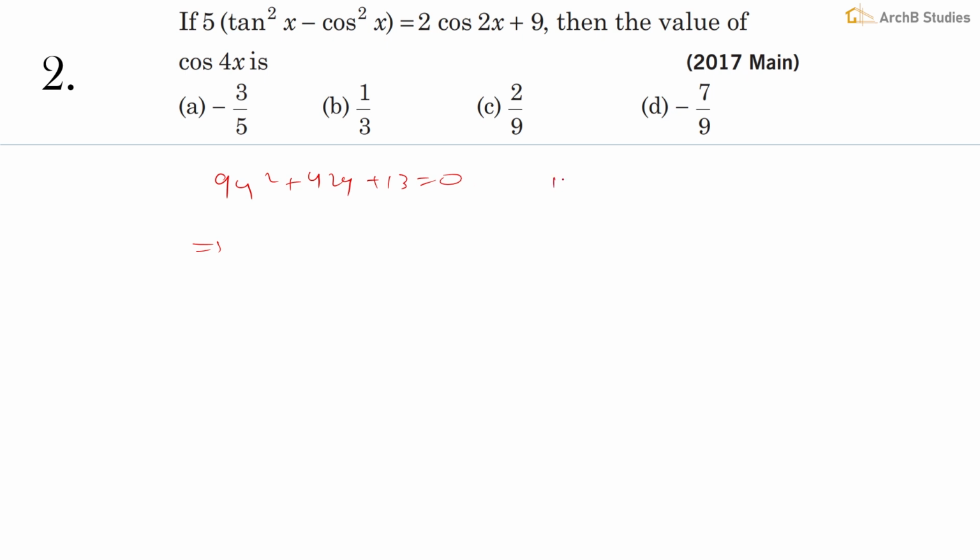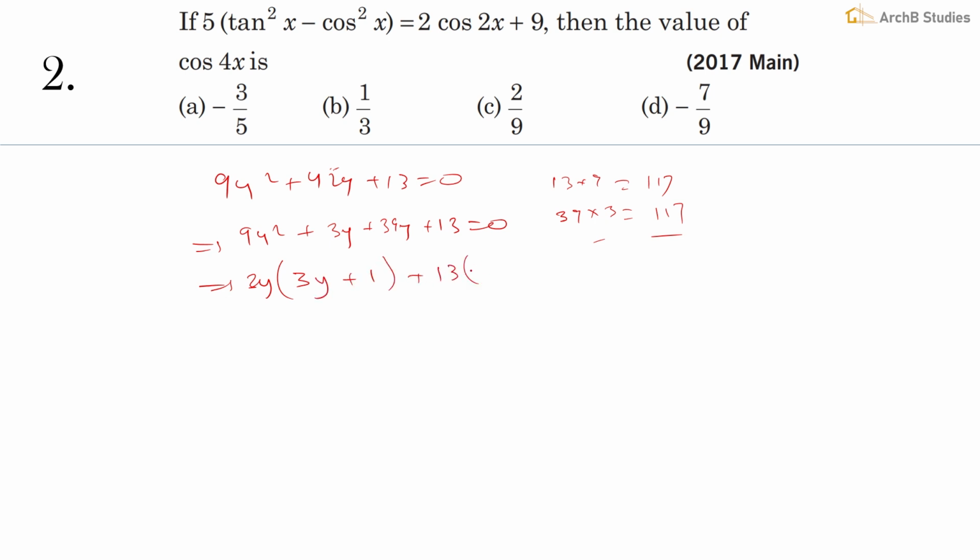So 117, and we can write this as 39 into 3. Okay, this is right. So we can write it as 9y square plus 3y plus 39y plus 13 equal to 0. Taking 3y common, 3y plus 1, plus taking 13 common, 3y plus 1 equal to 0.